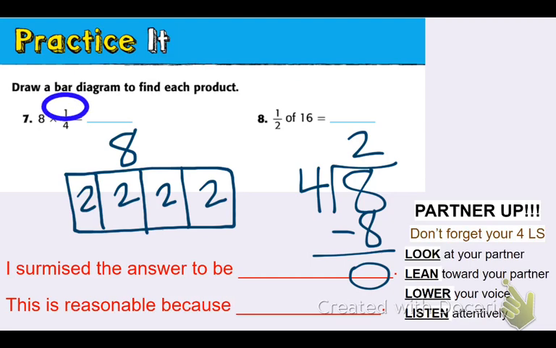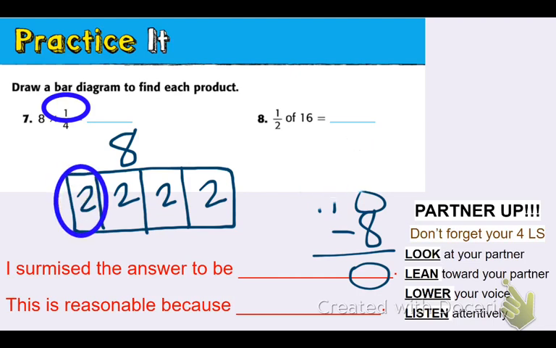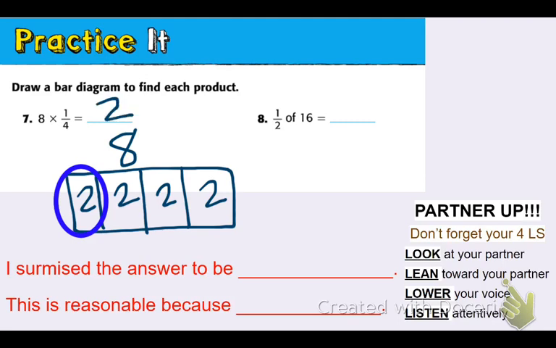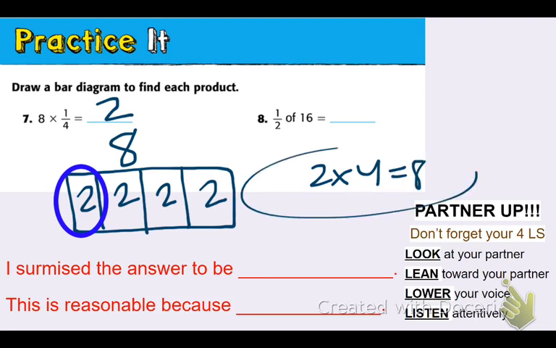Okay, now the next step, step 4, is to figure out what is the part using that numerator. Well, the numerator says 1. So what is one part of that diagram we made? What is 1/4 of 8? Well, 1/4 of 8 is 2. Is it reasonable? Well, 2 times 4 does equal 8. So it makes sense that 2 is 1/4 of the number 8.